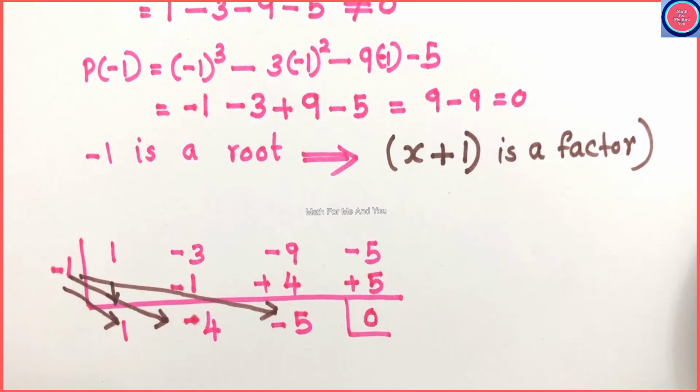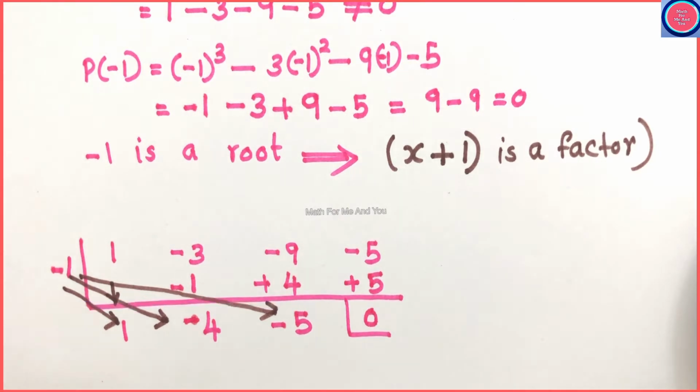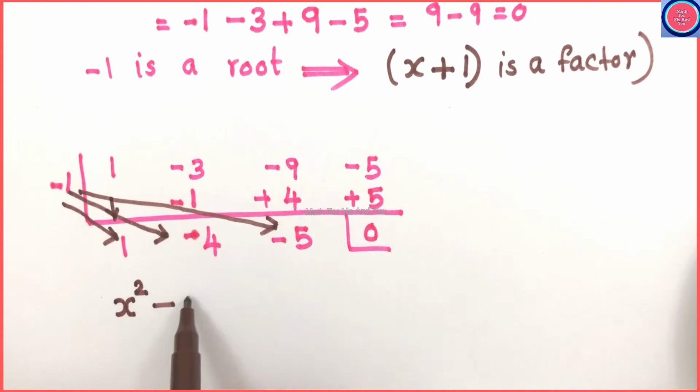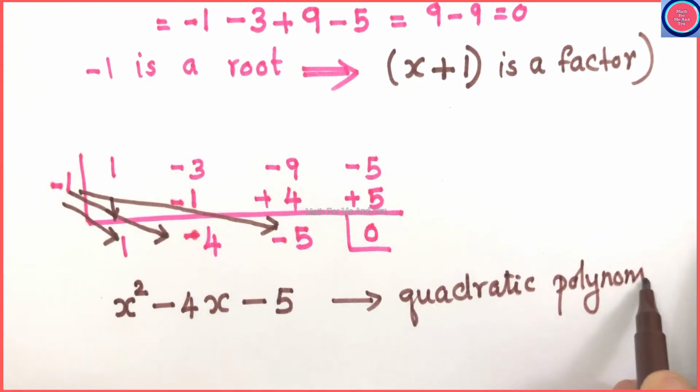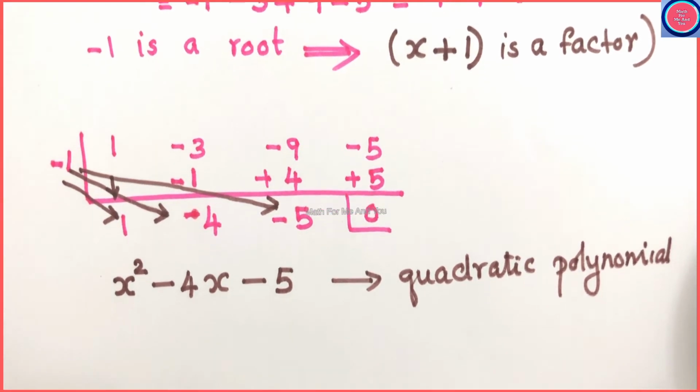Their total becomes 0. Look at the three numbers, and we can write the quadratic factor or quadratic polynomial. What is the quadratic polynomial? 1x square minus 4x minus 5. This is the quadratic polynomial. So step 2 we have completed.